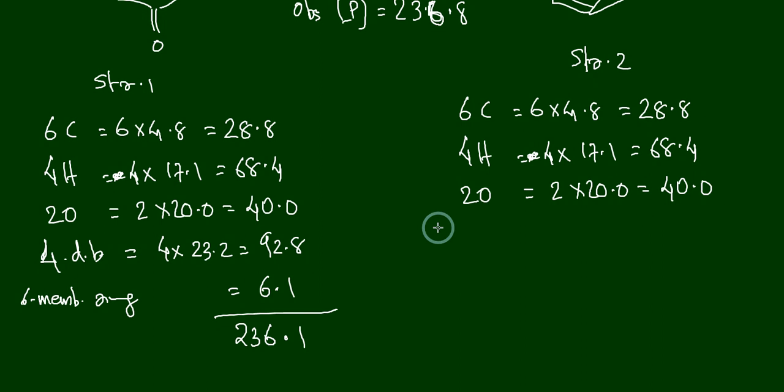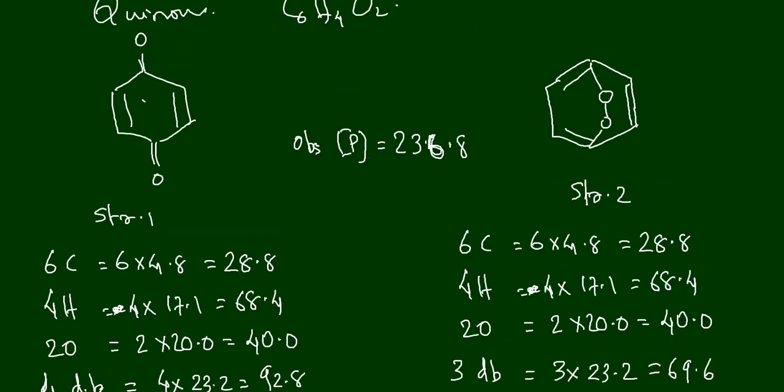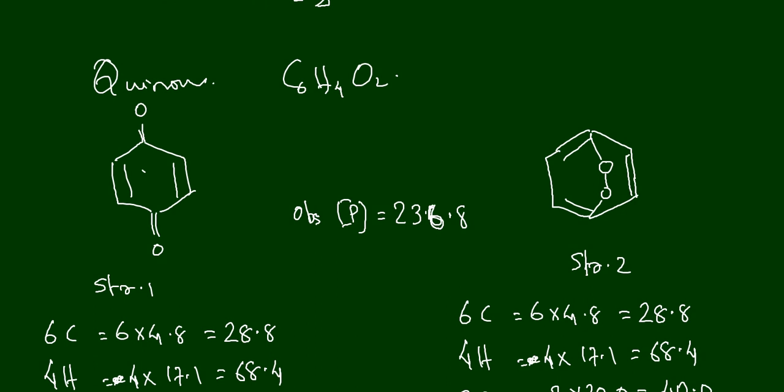3 double bonds will have a contribution of 3 into 23.2, that is equal to 69.6. And in this structure, how many 6-membered rings are there? We can look at the 6-membered rings here. So this is one 6-membered ring.